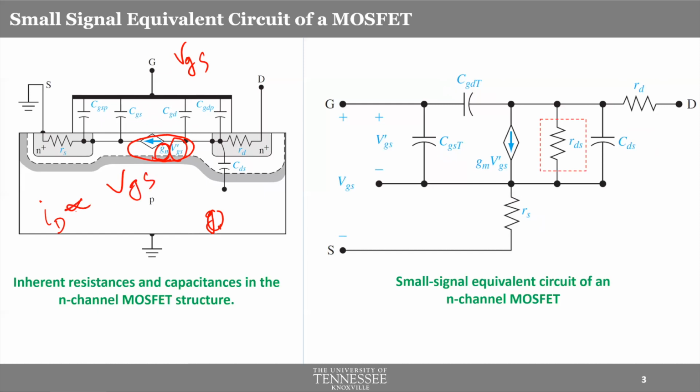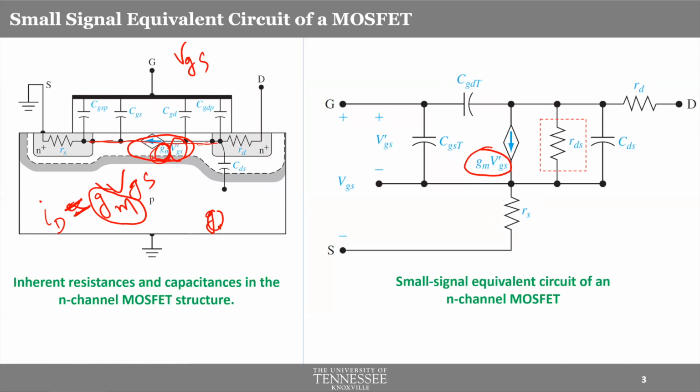And then we could just replace that proportionality with a constant GM, and that GM is called transconductance. So for now, just take it as a parameter, as a constant, and we will talk about how to obtain this parameter in the next slide or so. So this GM VGS represents the overall characteristics of the channel as a dependent current source.